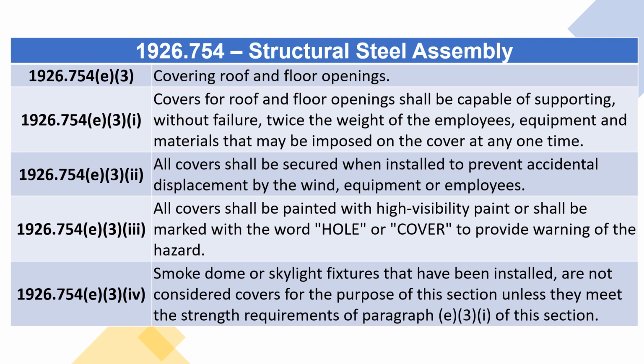1926.754 E3. Covering roof and floor openings. 1926.754 E3 I through 4. Covers for roof and floor openings shall be capable of supporting, without failure, twice the weight of the employees, equipment and materials that may be imposed on the cover at any one time. All covers shall be secured when installed to prevent accidental displacement by the wind, equipment or employees. All covers shall be painted with high visibility paint or shall be marked with the word "hole" or "cover" to provide warning of the hazard. Smoke dome or skylight fixtures that have been installed are not considered covers for the purpose of this section unless they meet the strength requirements of paragraph E3I of this section.